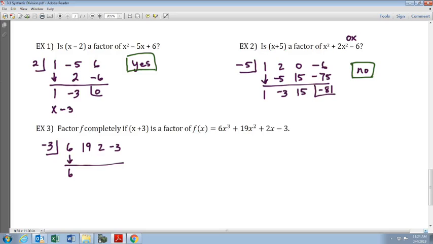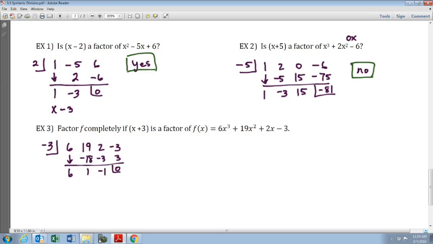So it's going to be 6 times negative 3, which is negative 18, plus 19 is 1, times negative 3 is negative 3. When we add negative 3 and 2, we get negative 1. And negative 1 times negative 3 is 3. So we do get a remainder of 0, which is exactly what we expect, because this is a factor. x plus 3 is a factor, and by the factor theorem, we should get a remainder of 0.